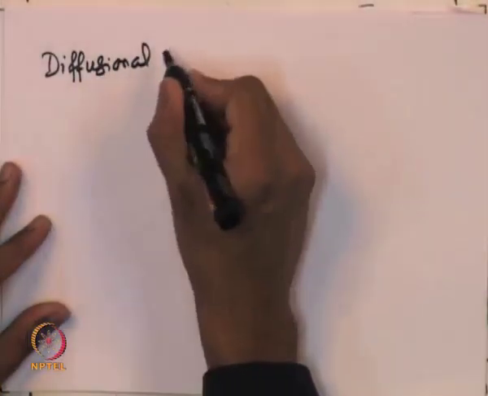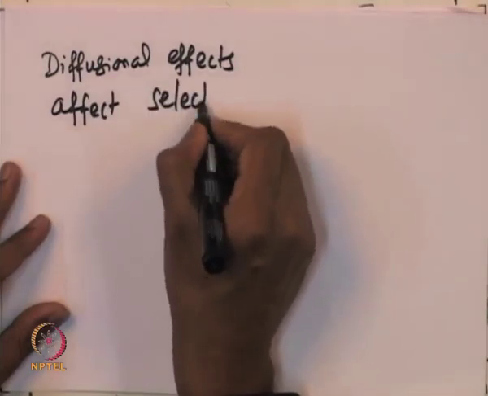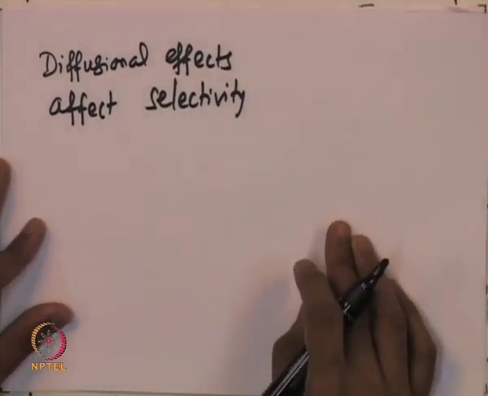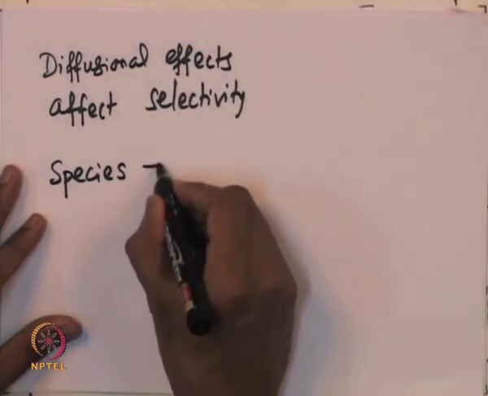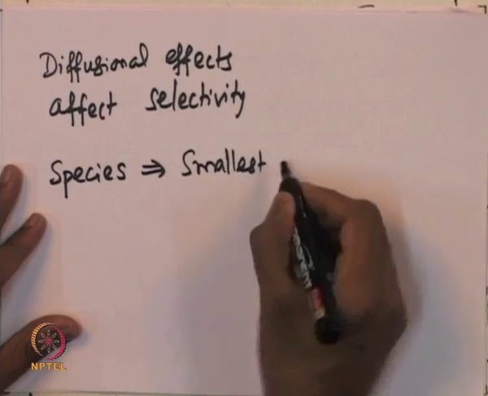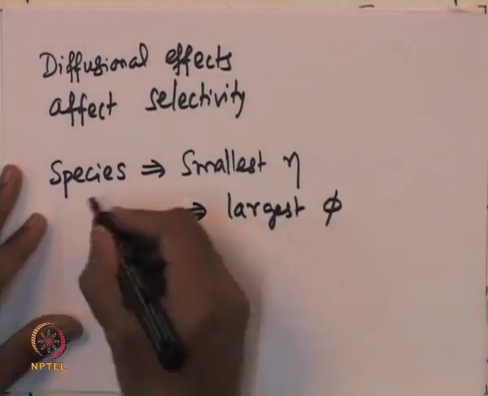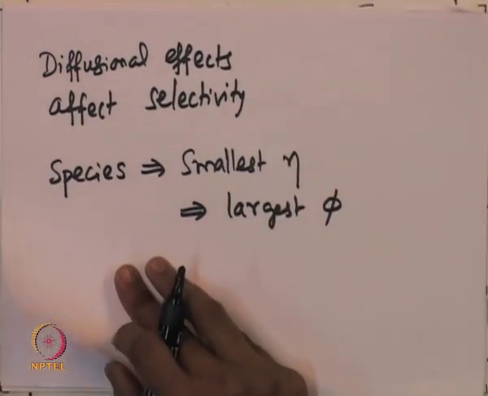This is important because the diffusional effects strongly affect the selectivity of the desired product. Because the effectiveness factor matrix is diagonal and the Thiele modulus matrix is also diagonal, one can easily deduce that the species that has the smallest internal effectiveness factor, eta, will have the largest Thiele modulus. So, species n, whose Thiele modulus is the largest, will have the correspondingly smallest effectiveness factor. That can be deduced simply from the expressions.